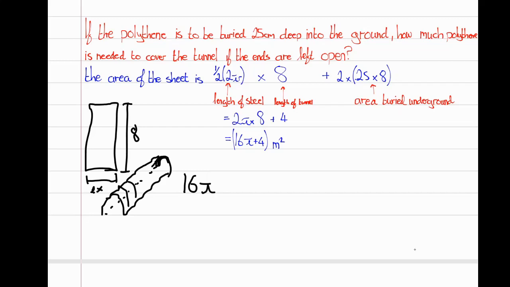But there is a certain amount underground as well. So on both sides, there's an extra wing attached on. It's 8 meters long, as is the rest of it, but it's buried 0.25 of a meter into the ground. So we need to add on 2 times 0.25 by 8. So that gives us 2 pi. So that gives us 16 pi plus 4 meters squared.